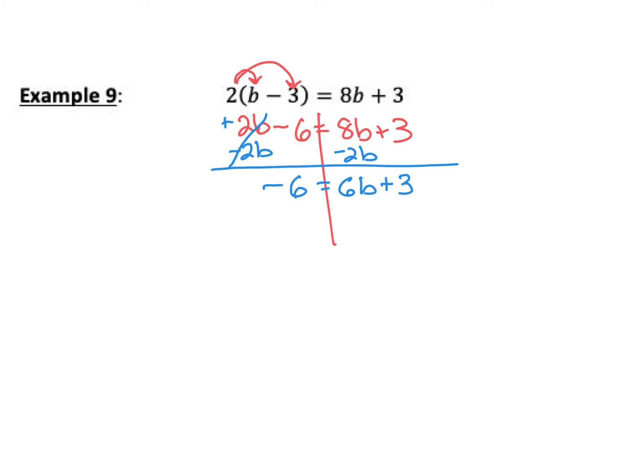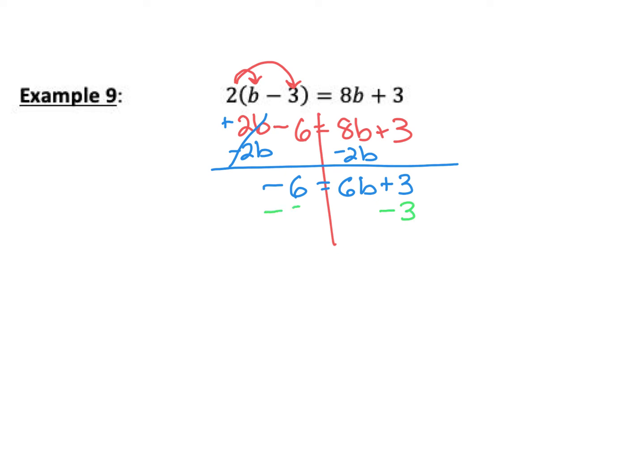So we want to go ahead and see, okay, who wants to be with the negative 6? Is it 6b or is it 3? Well, the 3 wants to be over here with his friend, somebody who's exactly like him. And so we're going to go ahead and move the positive 3. How do I move the positive 3?